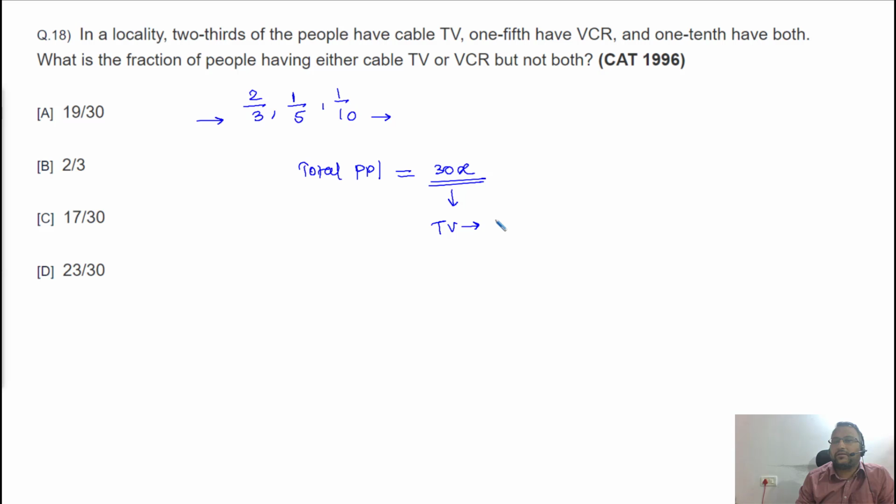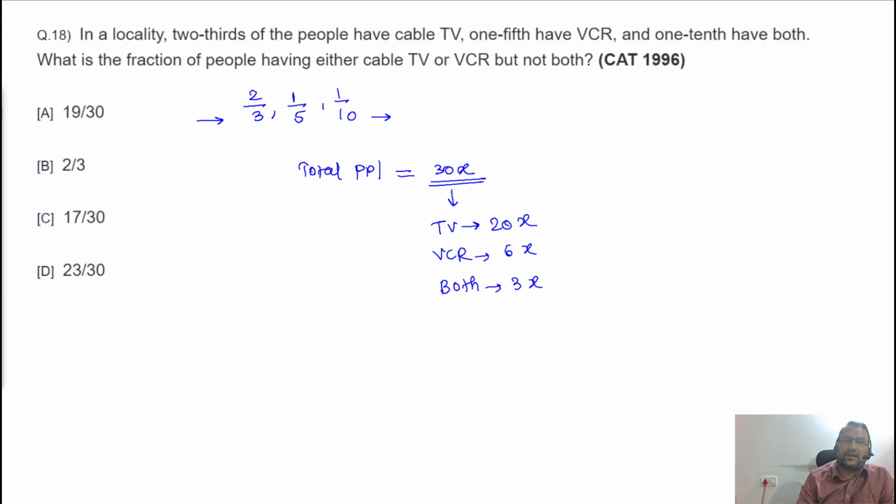2 divided by 3, 2/3 is equal to 20x. How many are having VCR? 1/5 of 30x, that is 6x. And how many are having both? 1 divided by 10 of 30x, that is 3x.